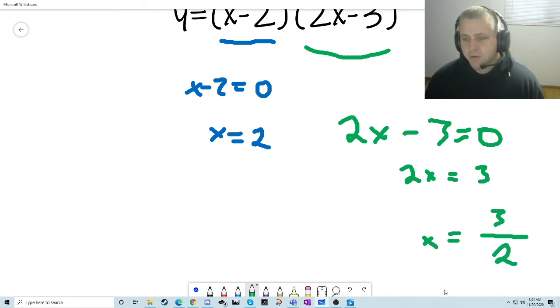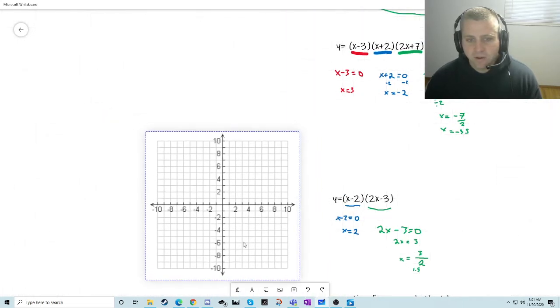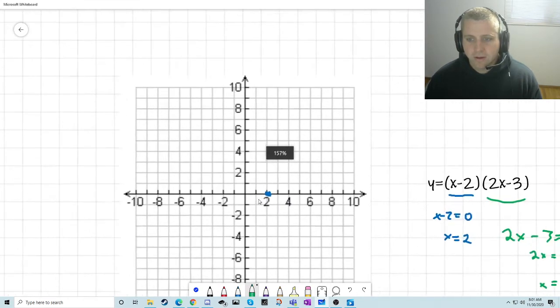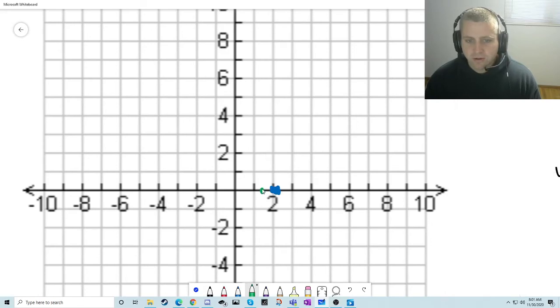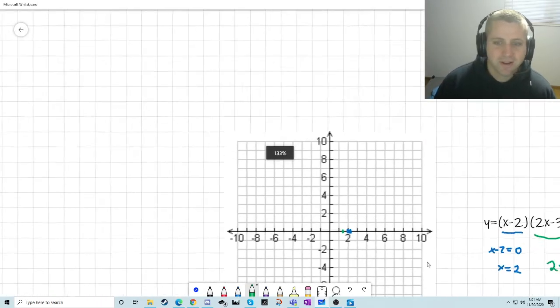There we go, which is also 1.5. If you put it in a calculator, you'll get 1.5. So when I'm putting them on the graph, you would get x-intercepts at 2 and 1.5, which are really close together. That's kind of lame, but you know, that would be what it looks like.